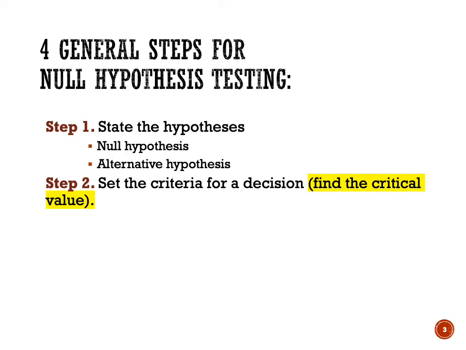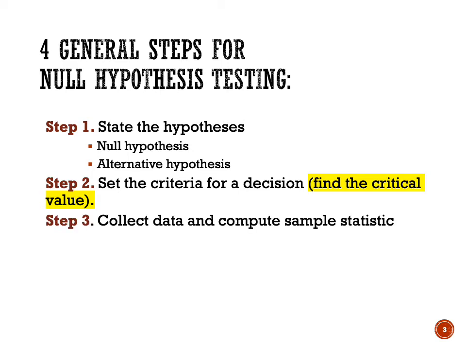Step 2 is you're going to set a criteria, which we usually refer to as a critical value or alpha, and there's different ways to do this depending on the type of statistical test you're running. So whether it's chi-square or correlation or t-test, you can usually find the critical value on a corresponding chart. You just have to know how to use the chart, and we'll learn that in this class.